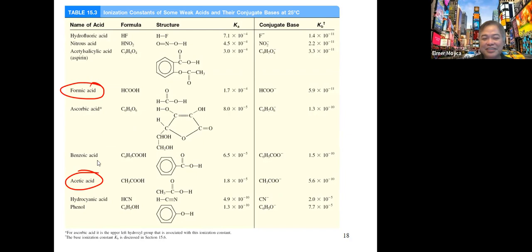So if you're going to look at this, one has a higher value compared to that one. So formic acid is a stronger acid than acetic acid. Now, paano yung tanong? Ang given lang sa inyo is Ka. Which conjugate base is stronger? Is it the formate or the acetate?